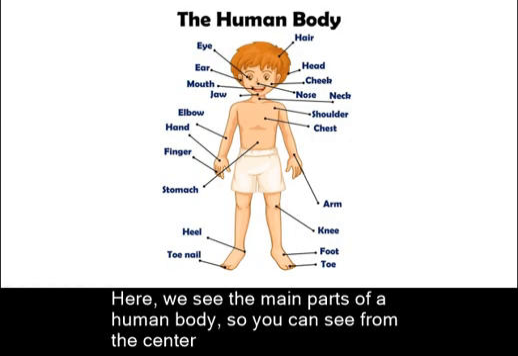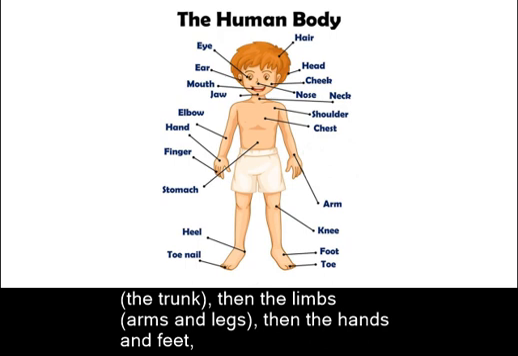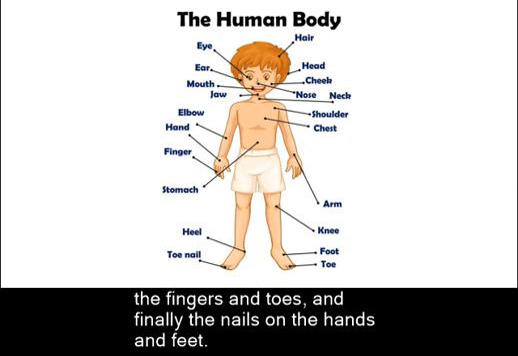Here we see the main parts of a human body. So you can see from the center, the trunk, then the limbs, arms and legs, then the hands and feet, the fingers and toes, and finally the nails on the hands and feet.